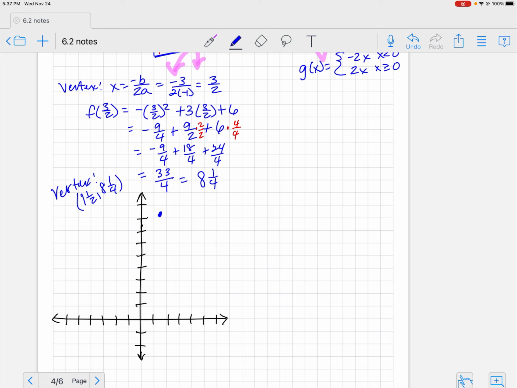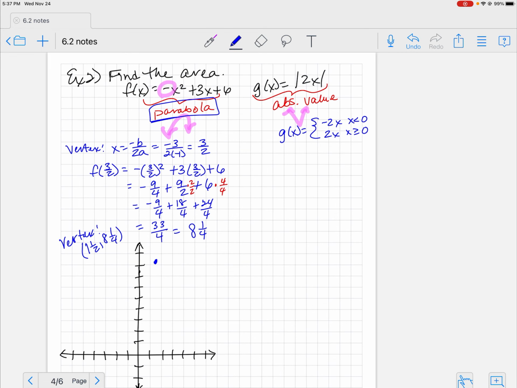And I know it's going to go down because I have a negative as my A value, but anytime it's in standard form, remember you also have this coordinate point here of 0, 6. So I also know it hits up here at 6. 1, 2, 3, 4, 5, 6. So just use what you already know and pull that off, right?